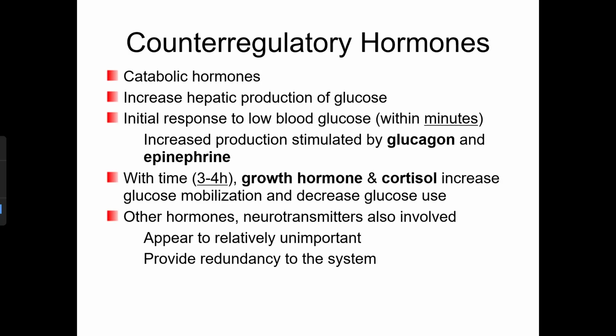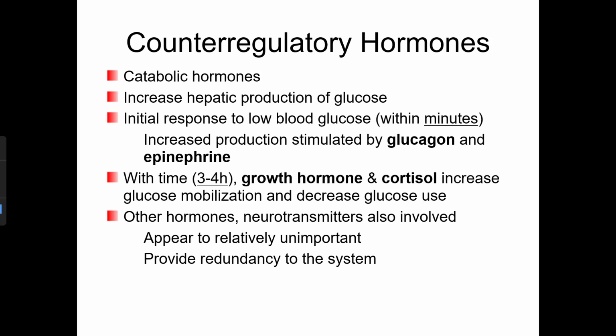Counter-regulatory hormones are catabolic hormones. Catabolism, catabolic, is breaking down. If you think of a catastrophe, it breaks things down usually. If we consider a tornado a catastrophe, that's breaking things down and breaking things apart. So catabolic hormones are going to break things apart or break things down. They increase the hepatic production of glucose. So we take the glycogen, break that down to release glucose into the blood.